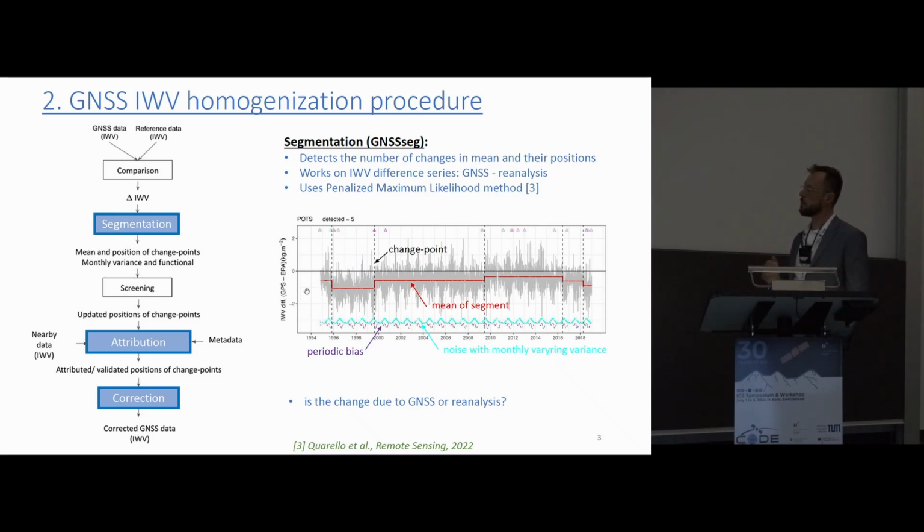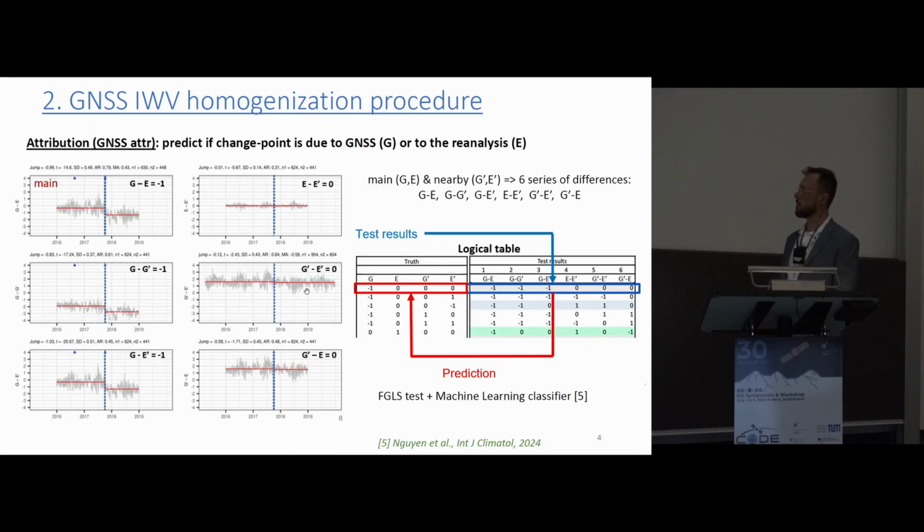The model is a piecewise constant mean, superposed with a periodic bias, which represents the difference in representativity between the observation and the reanalysis, and also a time-varying noise variance. All the parameters of this model are estimated by a penalized maximum likelihood method, which is an optimal method. So we estimate the number of changes, the position of the changes, the means, the periodic bias, and the monthly variance. This approach is very efficient at detecting change points.